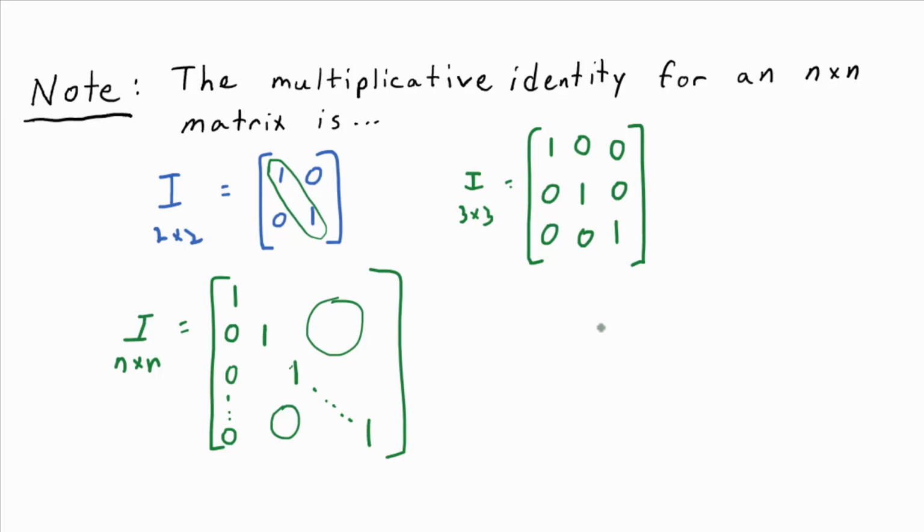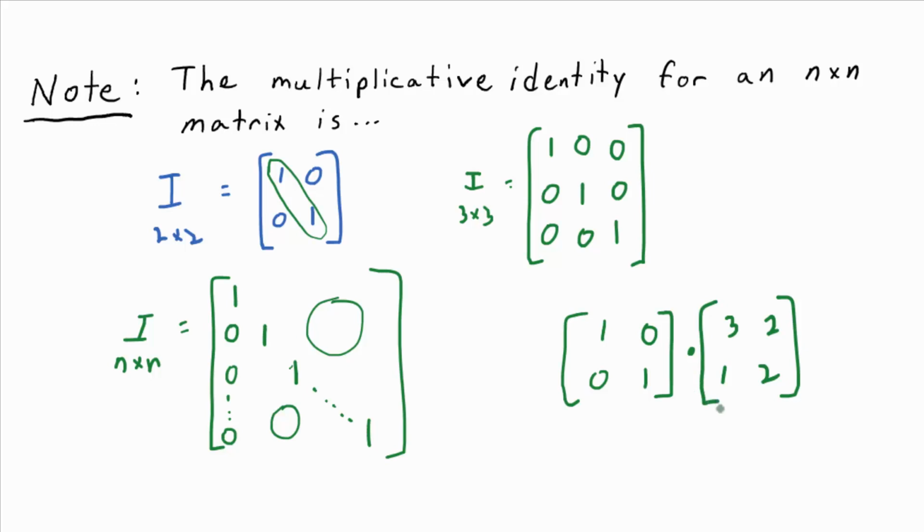Let's try it. Let's take 1, 0, 0, 1. And let's just multiply it times a different matrix and see if we get the same matrix back again. So give me a matrix. Don't get too creative. 3, 2, 1, 2. Okay. So let's do the multiplication. We should be able to do it, right? Any square matrices, the inner numbers will match up. The number of columns in the first matrix will match up with the number of rows in the second matrix.